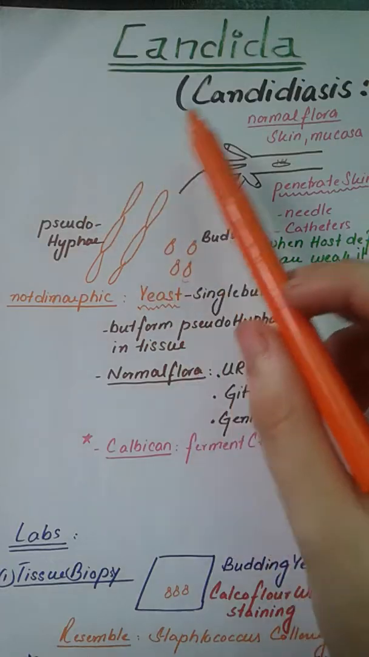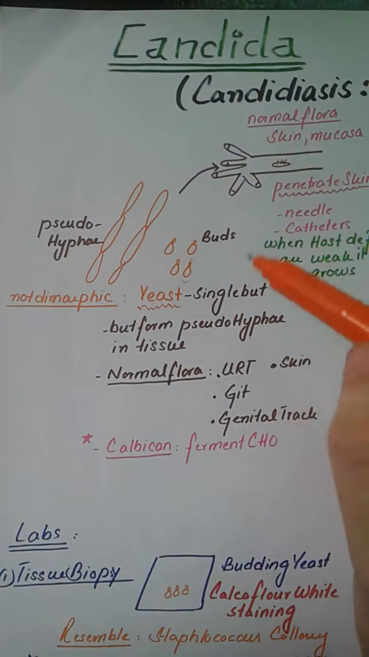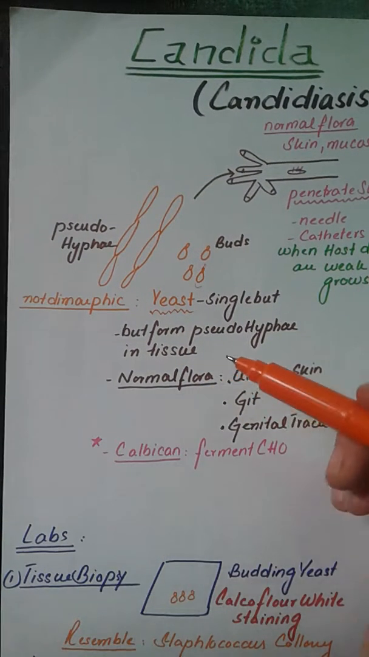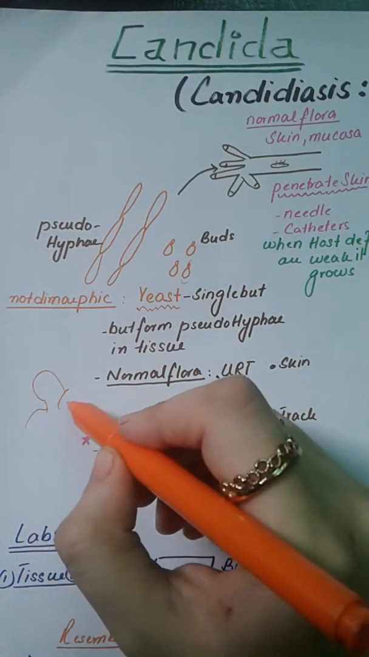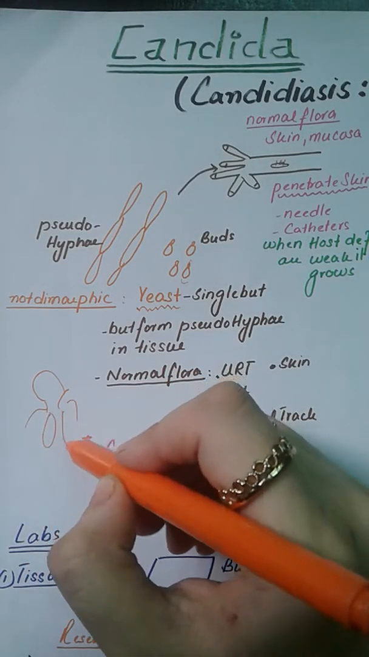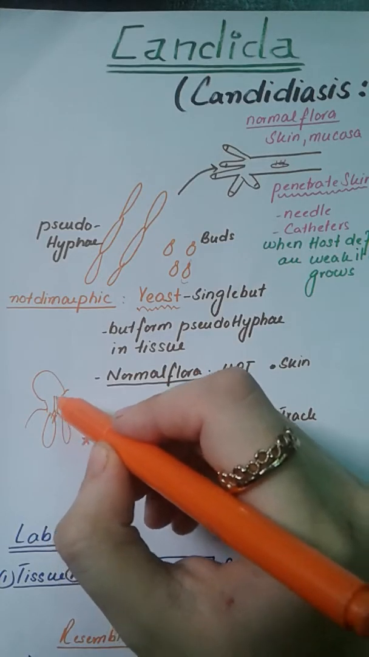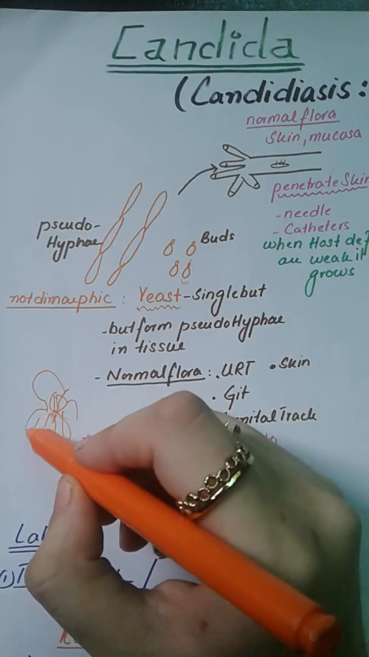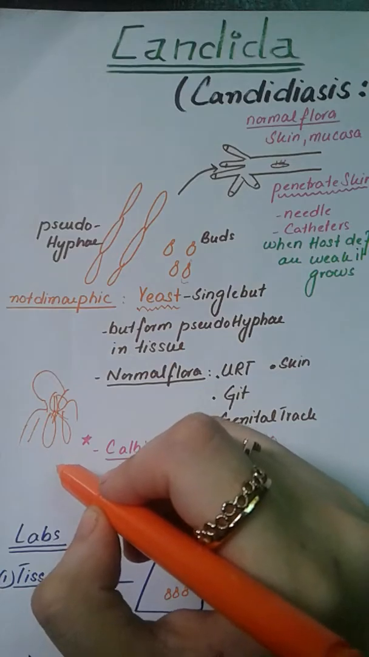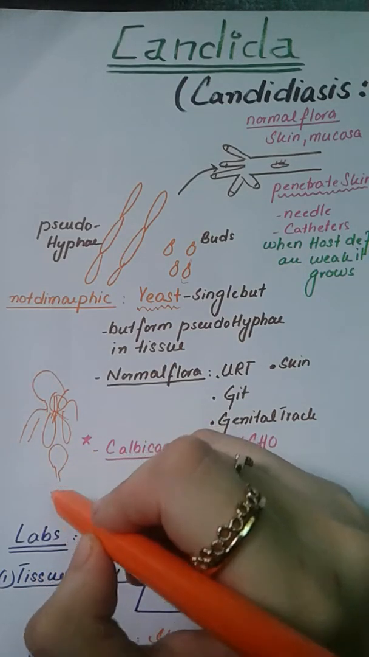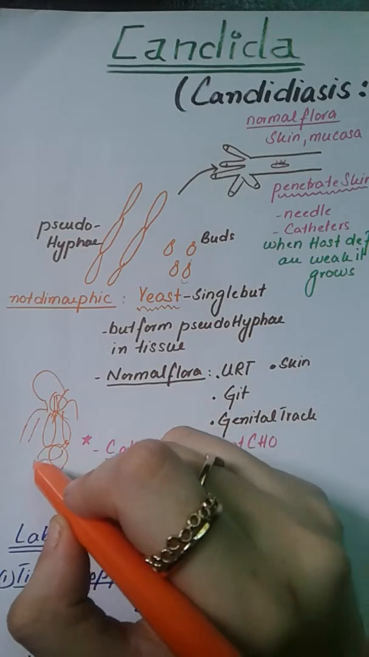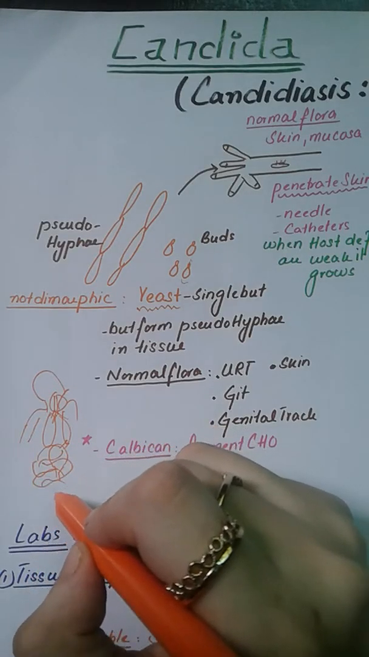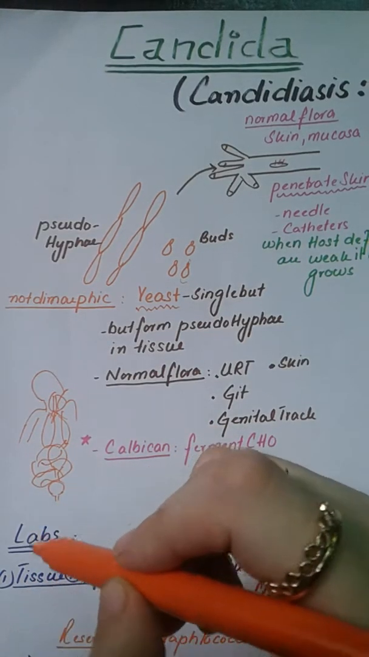Now, this Candida is also part of our normal flora, meaning that it is seen in the human body. It can be seen in your upper respiratory tract. It can also be found on the skin. It can also be found in your genital tract, and it can also be seen in the GIT.